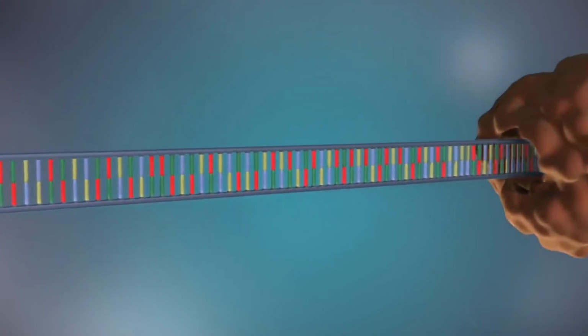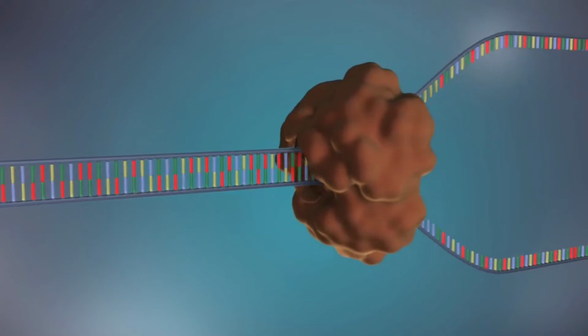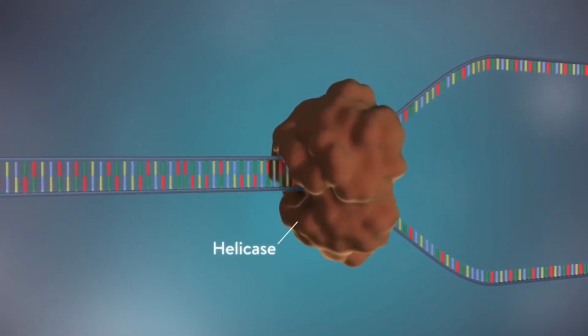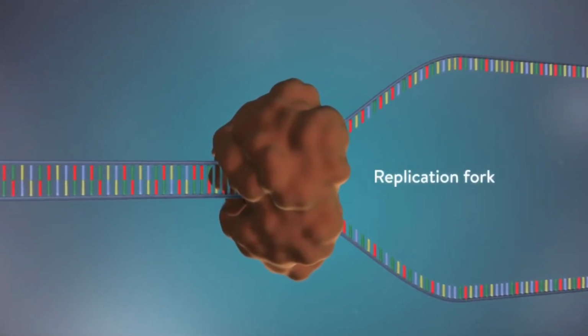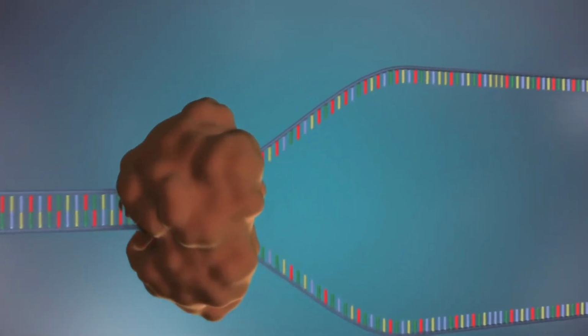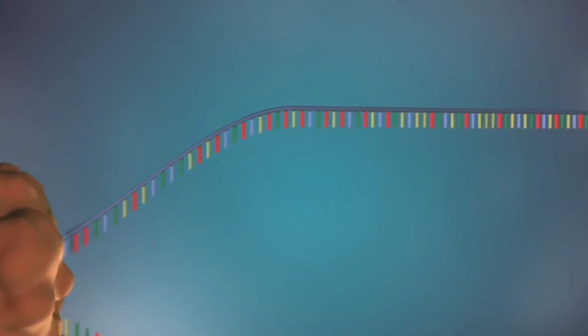The first step in DNA replication is to separate the two strands. This unzipping is done by an enzyme called helicase and results in the formation of a replication fork. Each of the separate strands provides a template for creating a new strand of DNA.